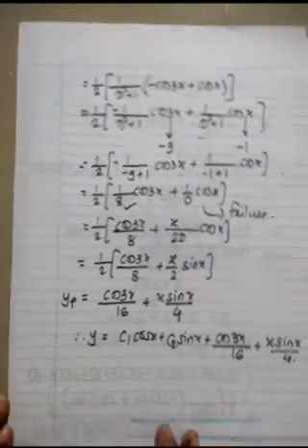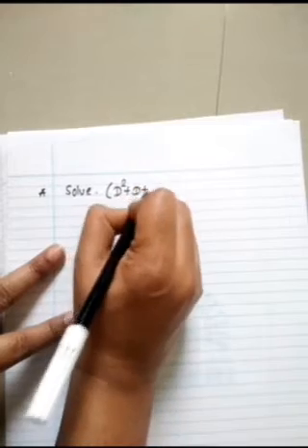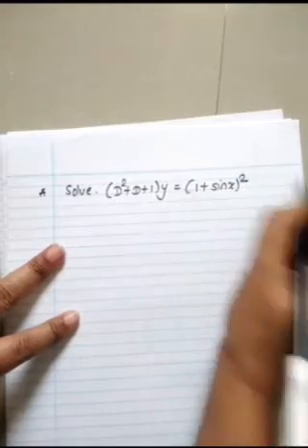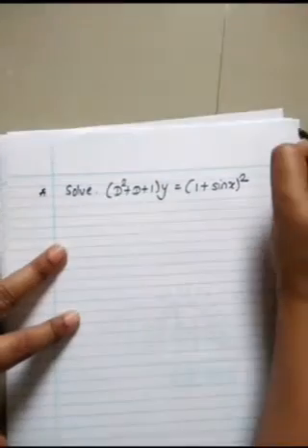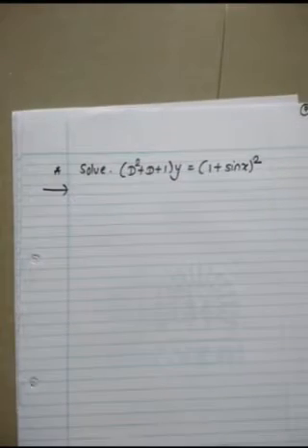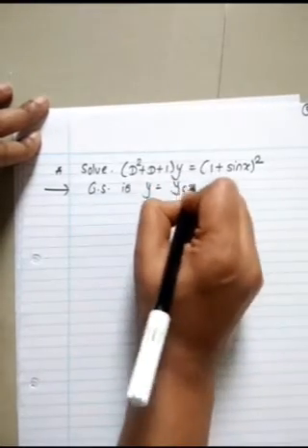We'll take the next question. Solve D square plus D plus 1 y is equal to (1 plus sin x) bracket square. Again, phi D y is equal to f of x, so its general solution is y is yc plus yp.